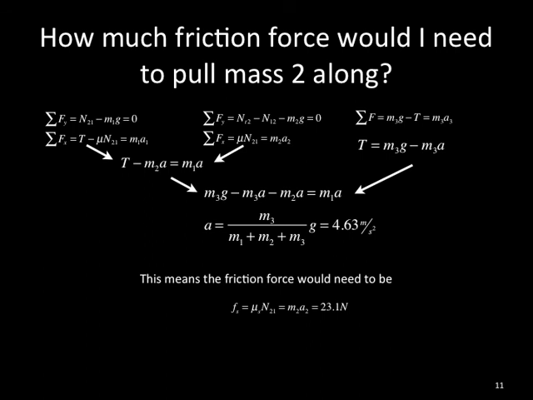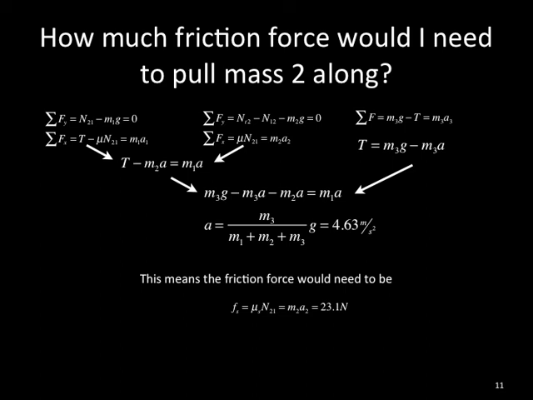Well, now I can say if mass 2 is accelerating with an acceleration of 4.63 meters per second squared, the friction force would then have to be equal to m2 times the acceleration, and m2 was 5 kilograms. So 5 kilograms times 4.63 meters per second squared means that I would have needed a force of 23.1 newtons, which is larger than the maximum frictional force I could apply of 20.58 newtons. Therefore, mass 1 and mass 2 don't move together, and mass 1 slides across mass 2.